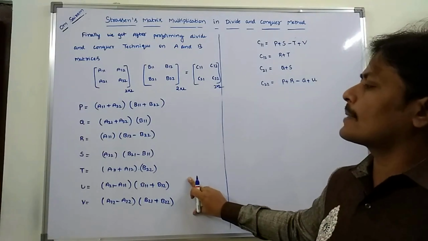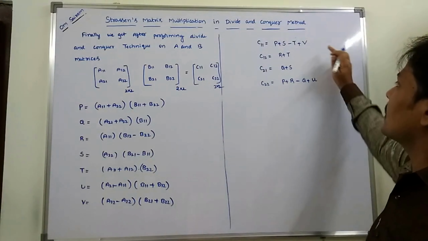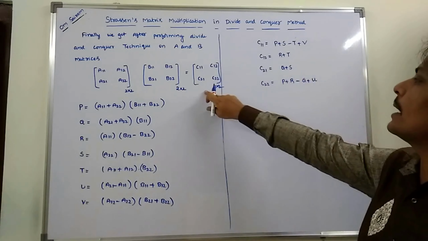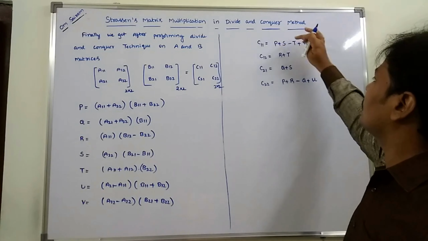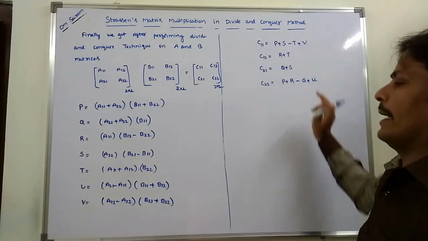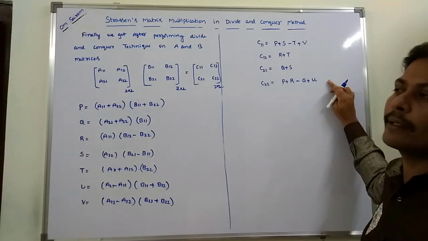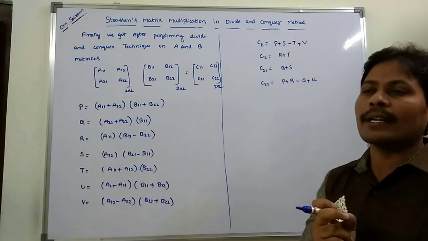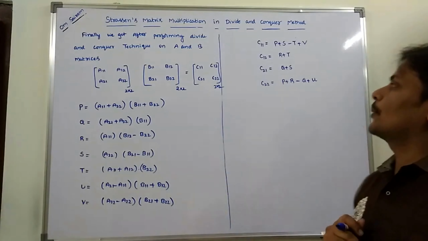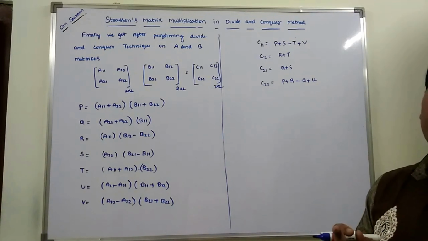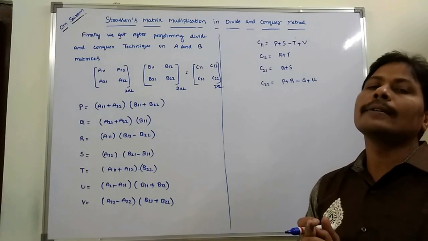So in this one, there are 7 multiplications and 10 additions or subtractions. In this one, how many additions are there? 1, 2, 3, 4, 5, 6, 7, 8. So here 10 additions or subtractions are there. Here 8 additions or subtractions are there. Total, there are 18 additions or subtractions. In this one, there are no multiplications. In this one, there are only 7 multiplications. So by using Strassen's matrix multiplication, we require 7 multiplications and 18 additions or subtractions.